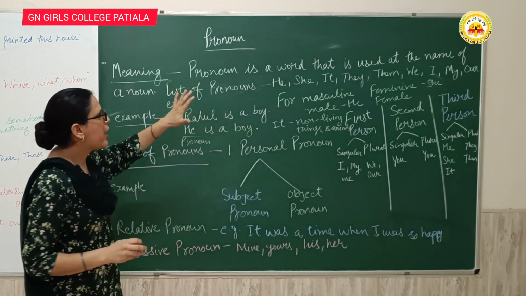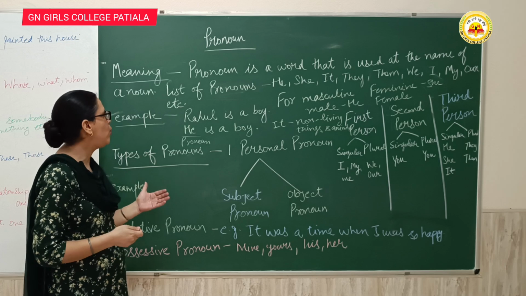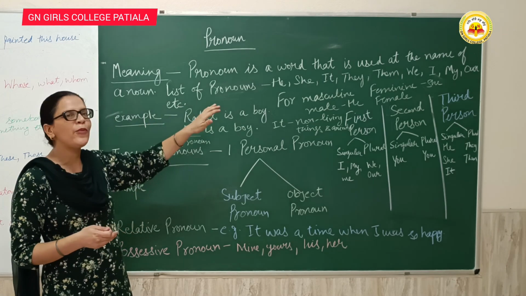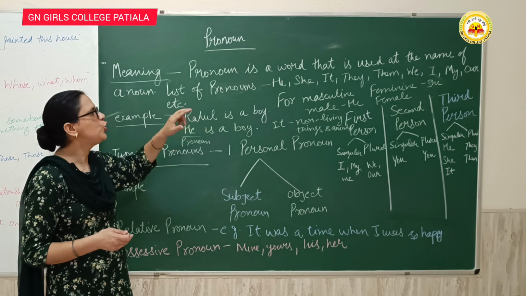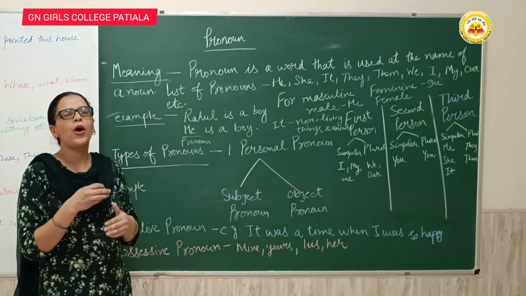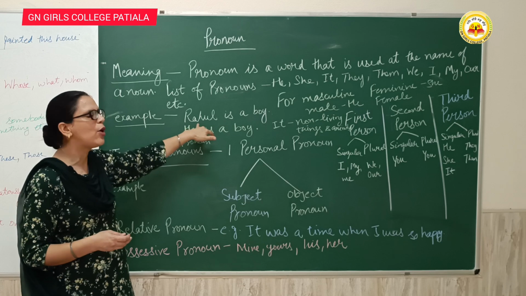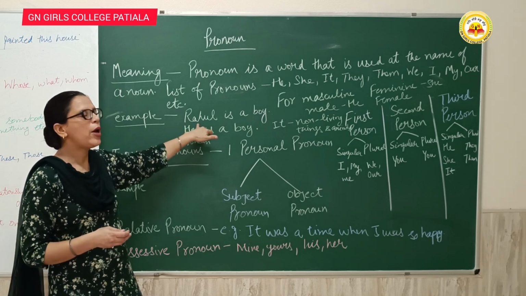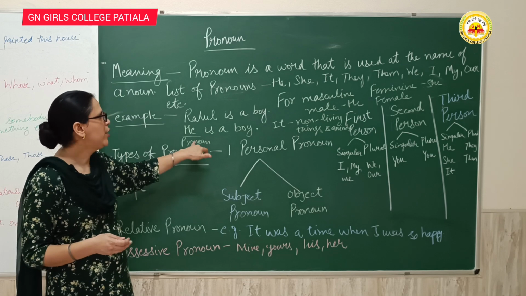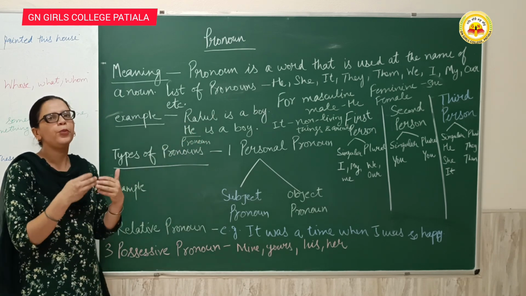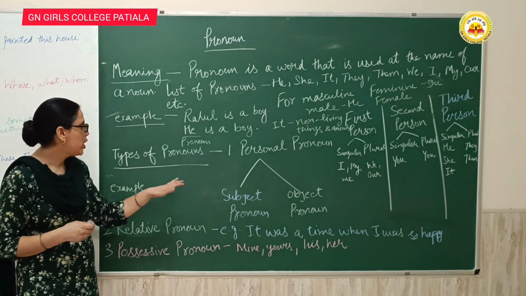So a pronoun is a word that we use in place of a noun. When we are talking about a feminine noun, then we use she, and when we talk about a masculine noun, then we use he. Like here, Rahul is masculine, a male member, and so we write he. There are lots of pronouns, and we will discuss the types of pronoun.